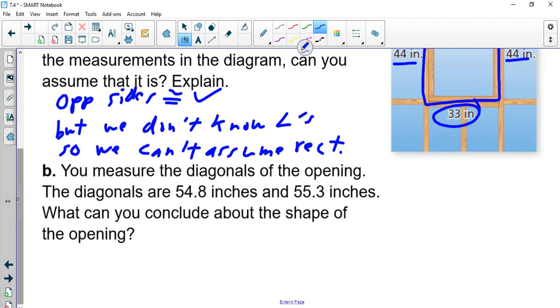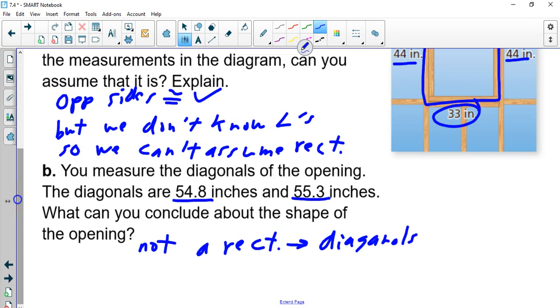Okay. Now, you measure the diagonals of the openings. One diagonal is 54.8, one is 55.3. What can you conclude? Well, diagonals must be congruent in a rectangle, so also we can say right now it's not a rectangle because the diagonals are not congruent.